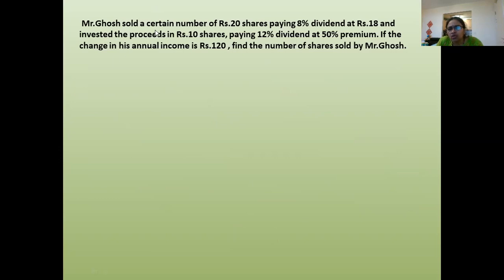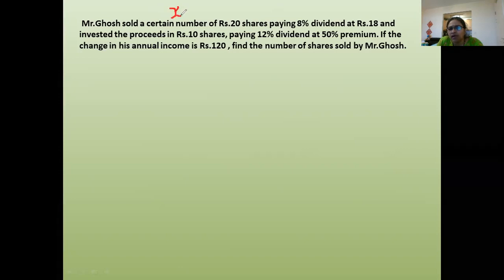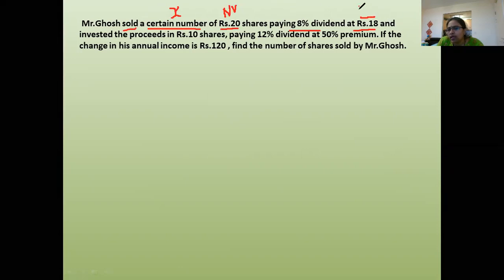Mr. Ghosh sold a certain number of shares. We have to find this number of shares, right? So a certain number of shares of rupees 20. While reading it, you know what it is: the nominal value. Shares paying 8% dividend at rupees 18. So he sold at rupees 18. So 18 is the new market value at which he is selling the shares and invested the proceeds.